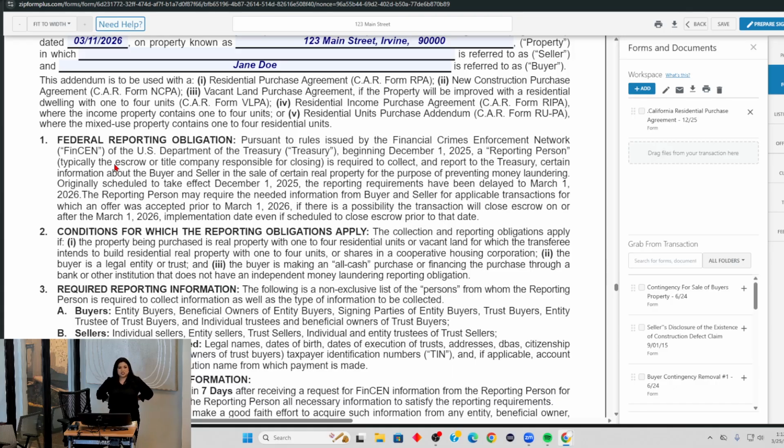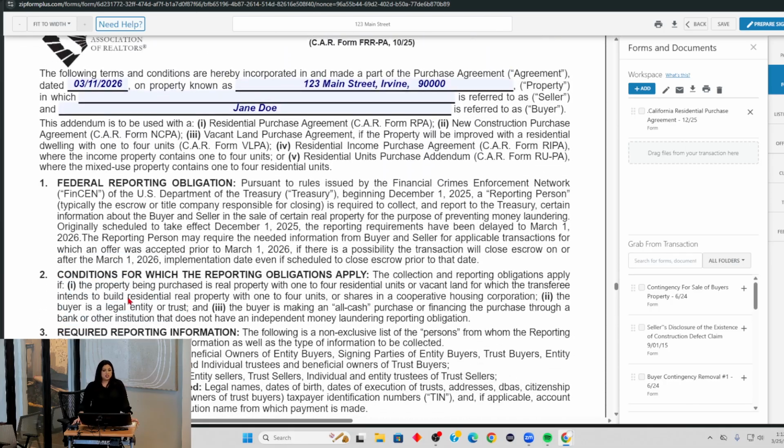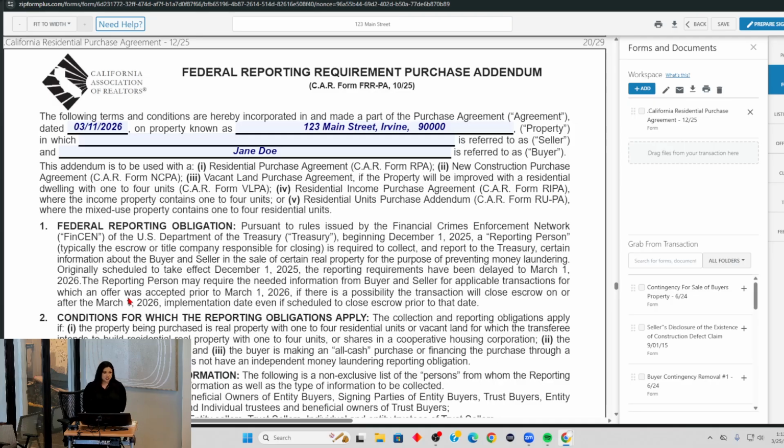Now, I do advise you guys to present this to your sellers as well. Even though this form is only in your RPA, you've got to let your buyers know, hey, buyer, if you have cash or a non-conventional loan, if you have an uninsured type of financing, you have to report this. You should talk to your buyers about that. It should be part of your buyer representation when you do your buyer consultations.